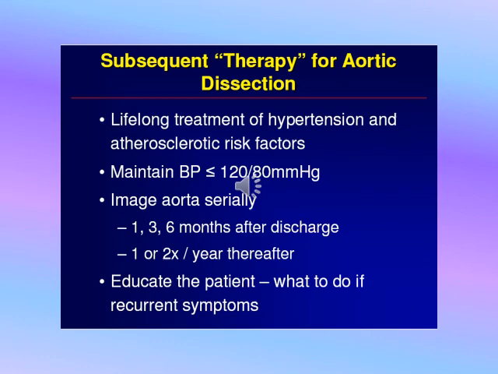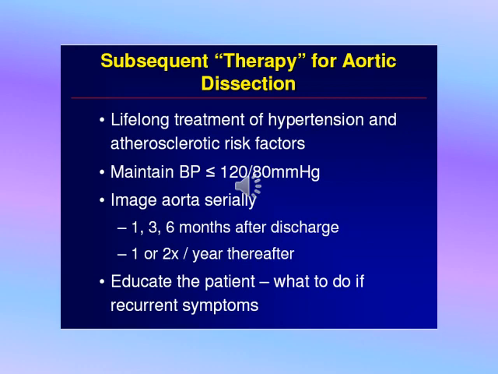What is the long term therapy for this patient, whether treated surgically or medically? Beta blockers first, if not contraindicated, and we try as much as we can to avoid any contraindications. It's a very important drug in the treatment of, or maintaining, a patient with an aortic dissection.